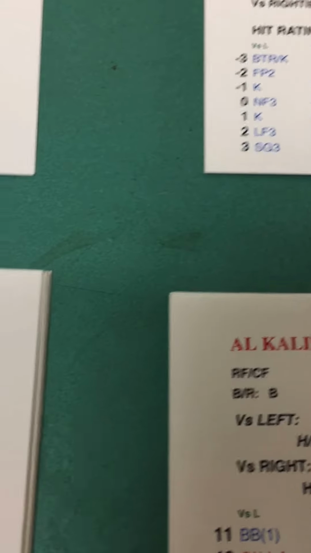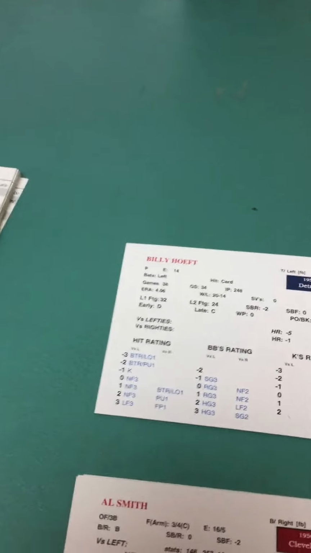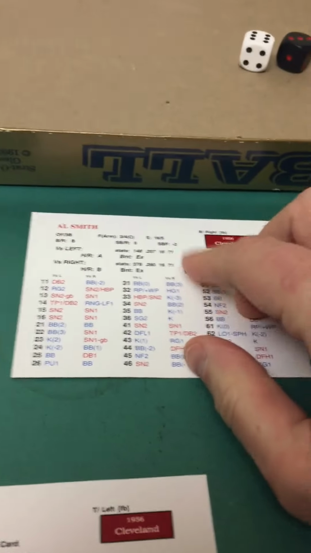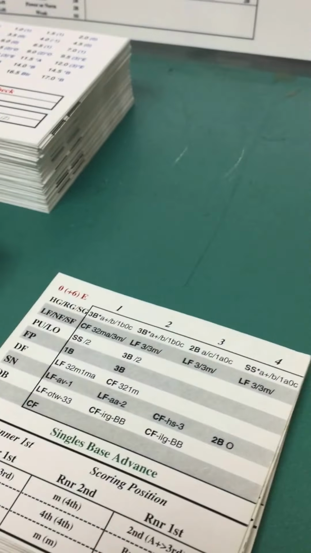So we said that was a SN2 there at 63. SN2 is a single to left field, angling away from the fielder, like we talked about earlier. So a 2-out single puts Al Smith at first, -2. So we need a -2 to go. It's a 0, so he's not going to attempt.